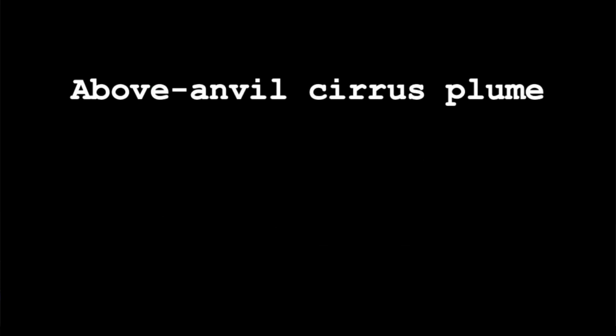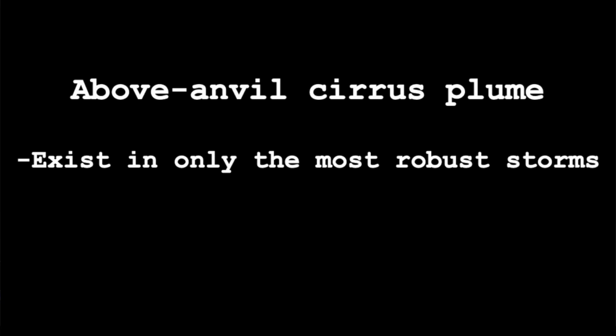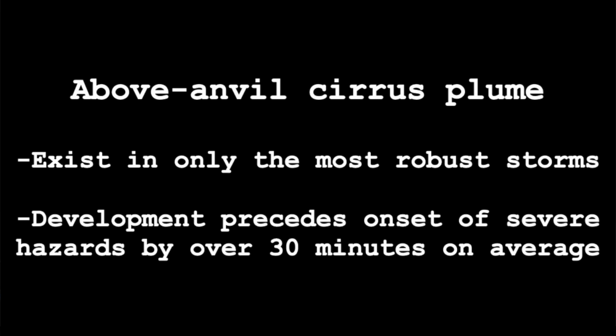Like overshooting tops and enhanced V signatures, above-anvil cirrus plumes indicate that a storm is very robust. In fact, above-anvil cirrus plumes tend to only exist in the most robust storms with the highest and coldest of cloud tops, and oftentimes supercells will display above-anvil cirrus plumes. And similar to the enhanced V signature, the lead time between the first signs of development of the above-anvil cirrus plume and the onset of severe weather hazards from a given storm tends to be over 30 minutes on average, so it's an excellent precursor to the onset of severe weather.